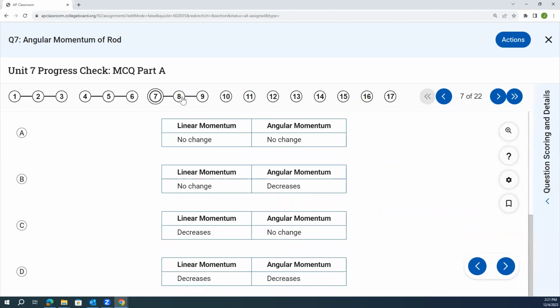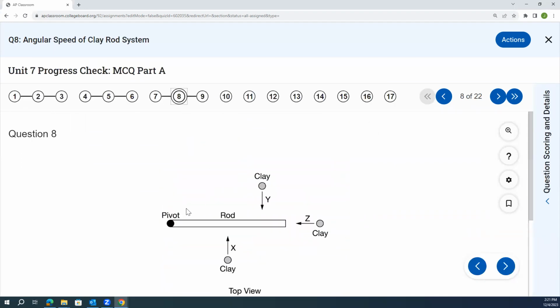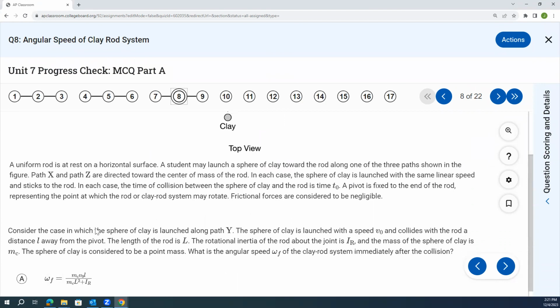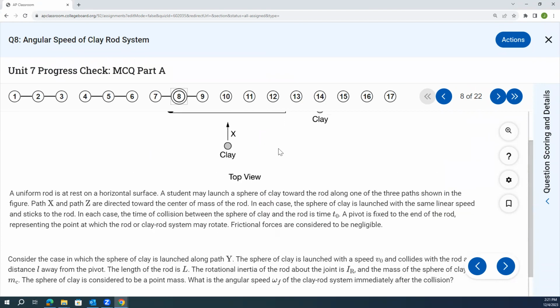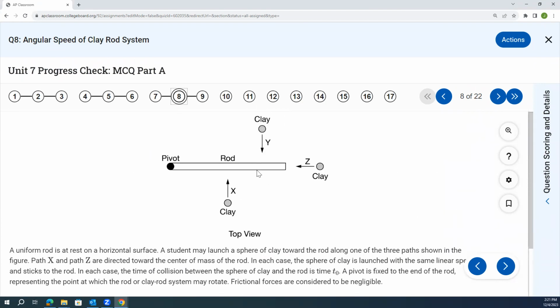We have another couple of questions about these blobs of clay. Okay, so same scenario, it looks like. Consider path Y. Okay, so we're launching path Y.